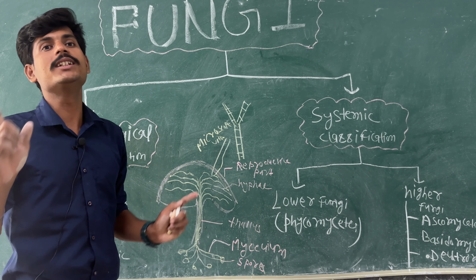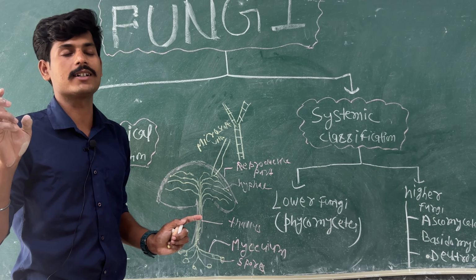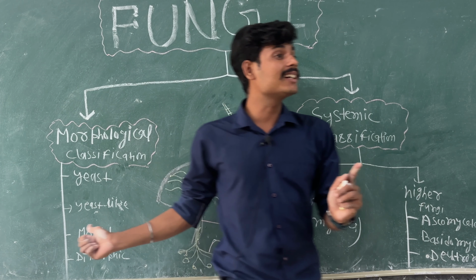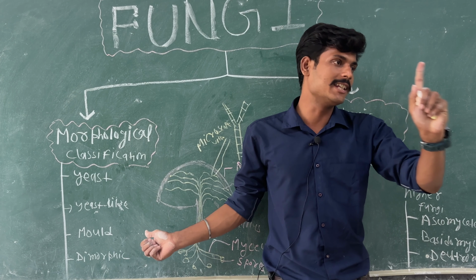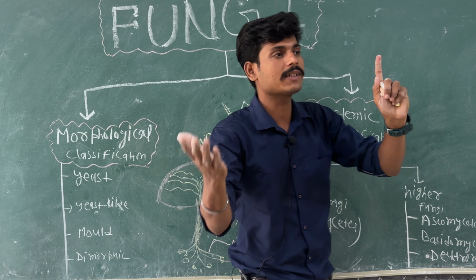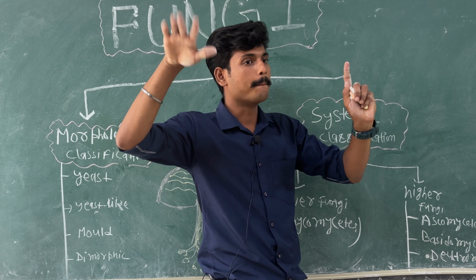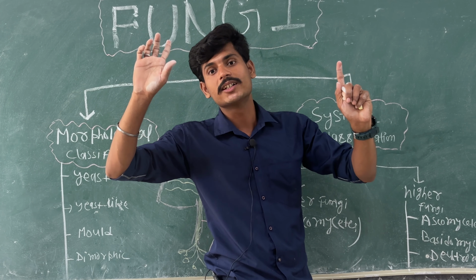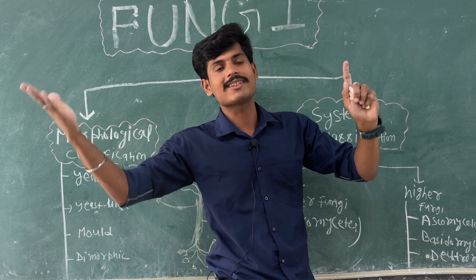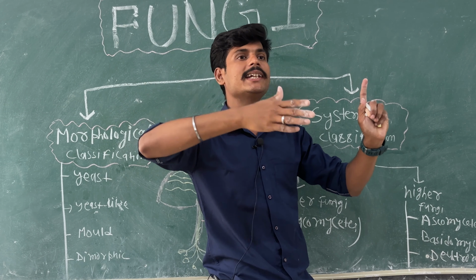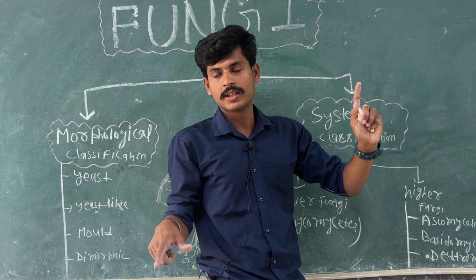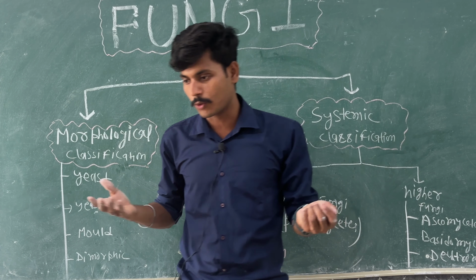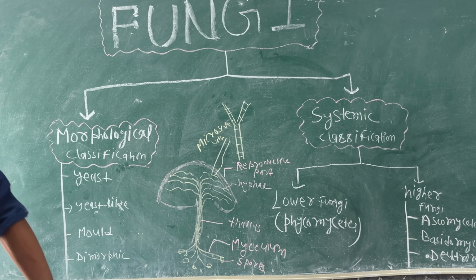They are unicellular. Listen first, they are unicellular. Only yeast is unicellular, meaning one cell is present. But most of the other fungi are multicellular. Keep in your mind that yeast is unicellular, but other fungi are multicellular. Fine? Talking about their habitat, where they grow: they grow where there is humus or moisture.